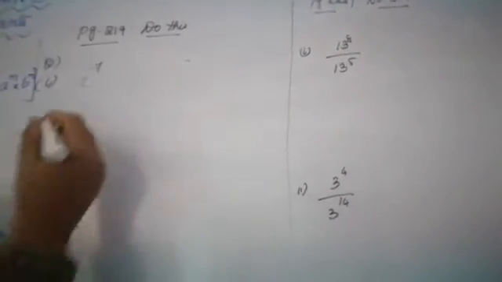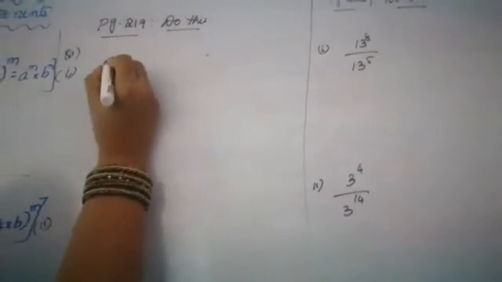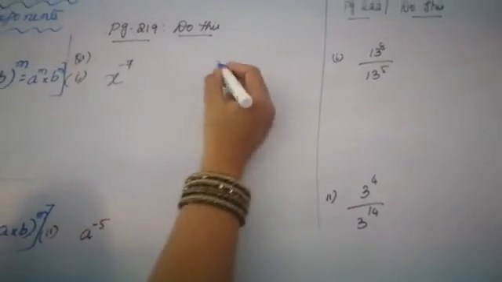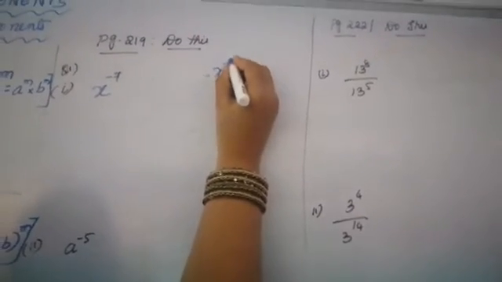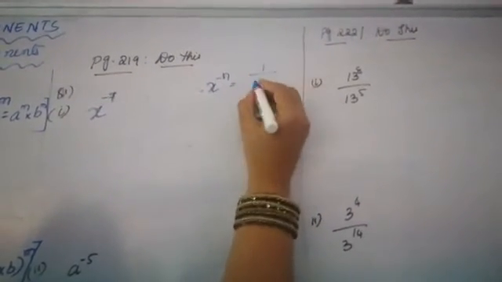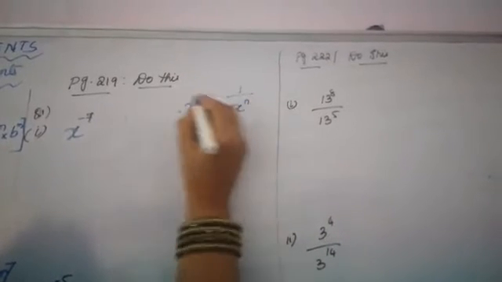Now, the next question is one more law, the third law. When the power is a negative number, how do we make it positive? That is, x to the power of minus n is equal to 1 by x to the power of n.